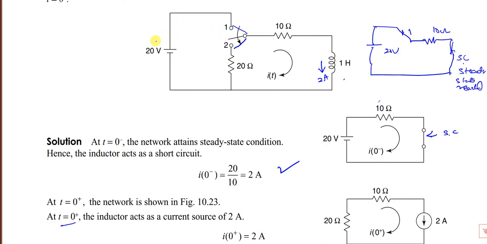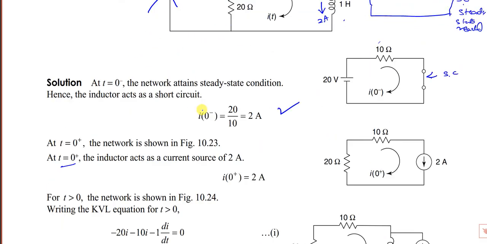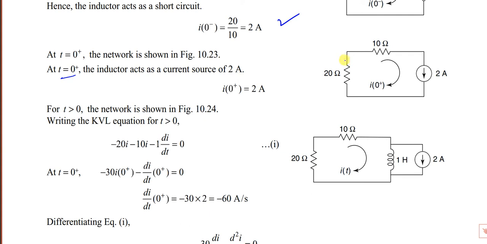Now this is eliminated. This 20 volt source is not connected because this terminal is not connected at all. Now it is connected with only this. There is no short between this and this. So now this 20 volts is not there. The switch is connected to position number 2.